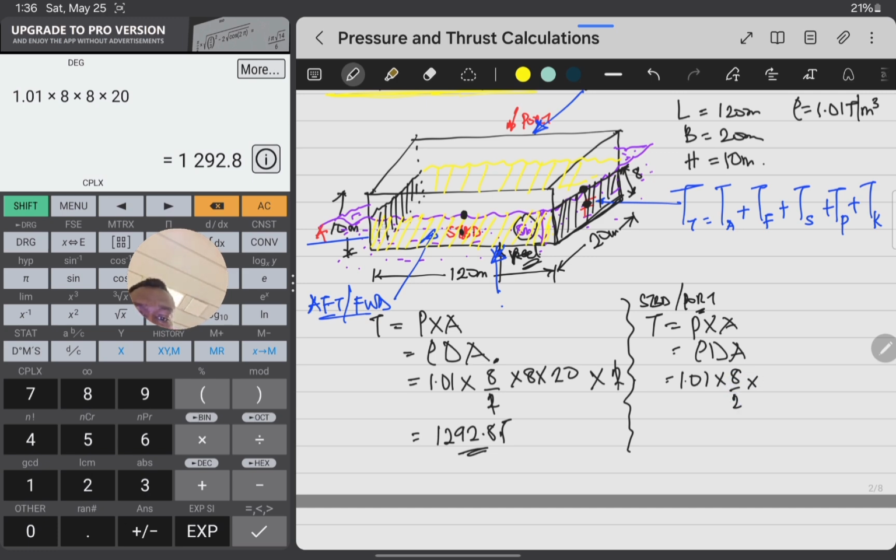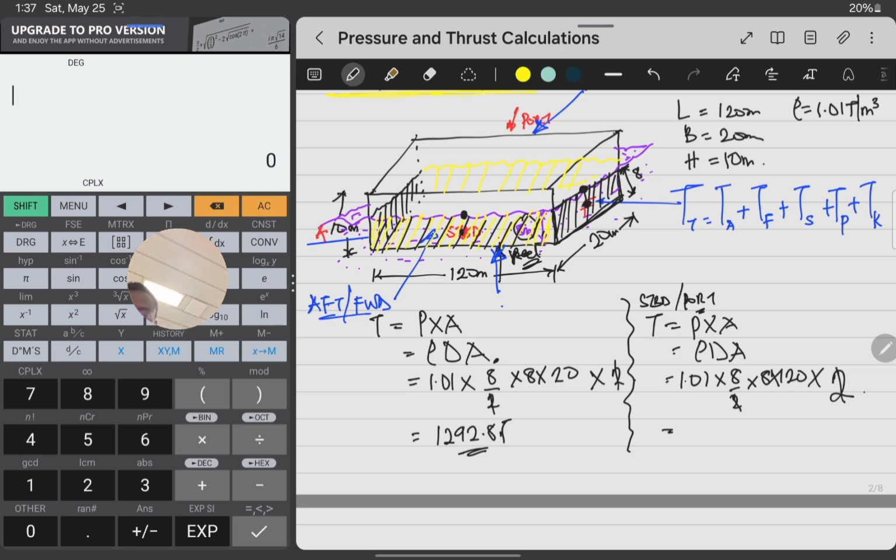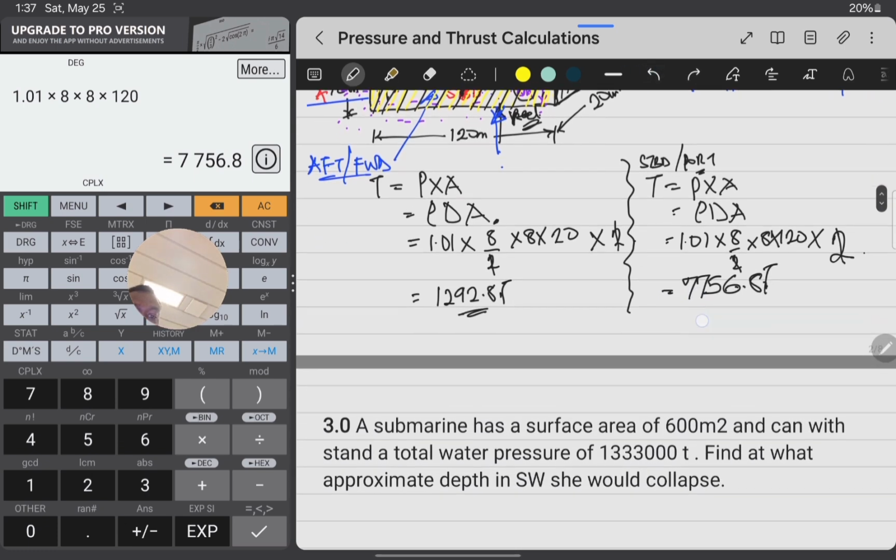Then the area, like I said, is this shaded portion, which is a rectangle. So the area is always the area covered by the water, occupied by the water. So which is the draft, 8 times 120. Again, this is for starboard. To get for both sides, port and starboard, is going to be times 2. This cancels this. Then we have 1.01 times 8 times 8 times 120. So we have 7756.8 tons.